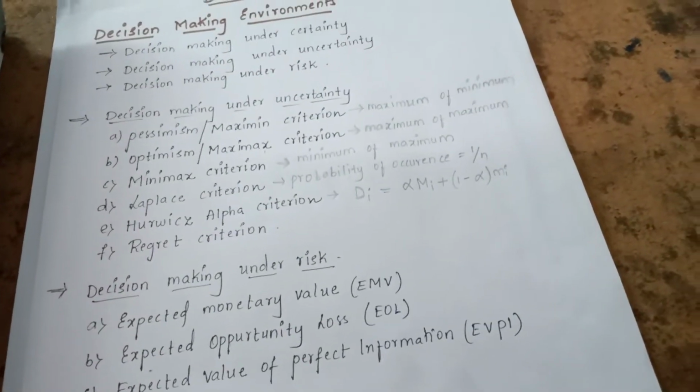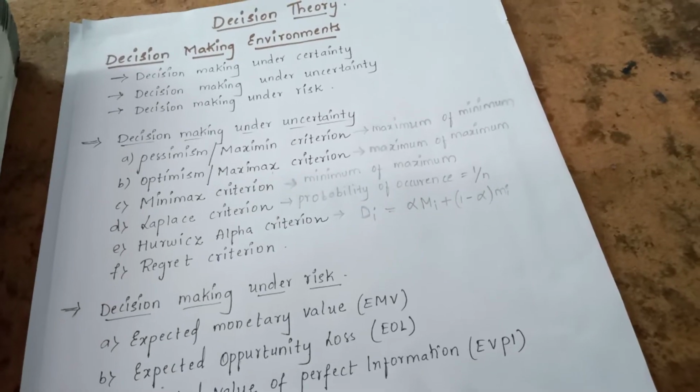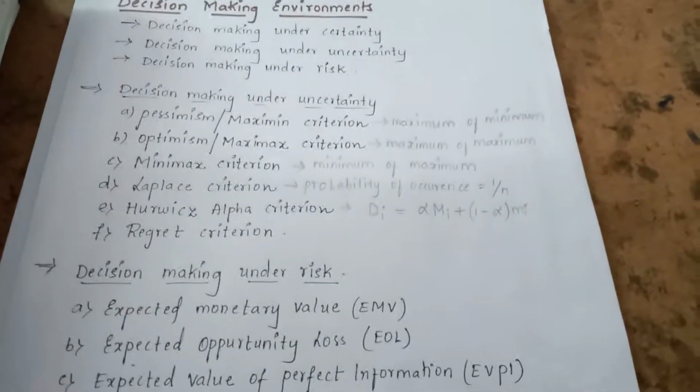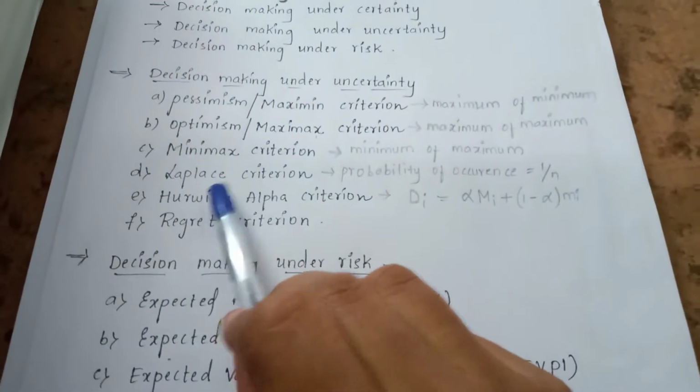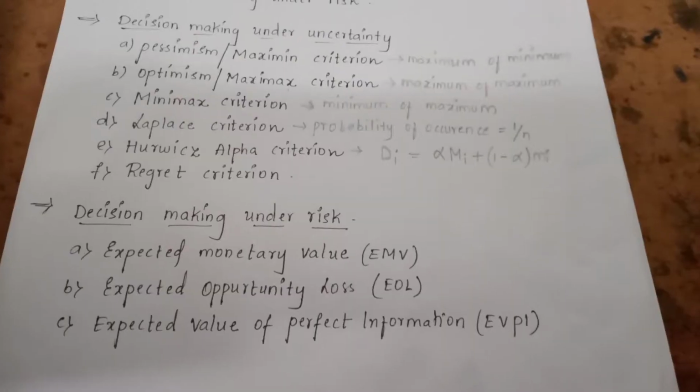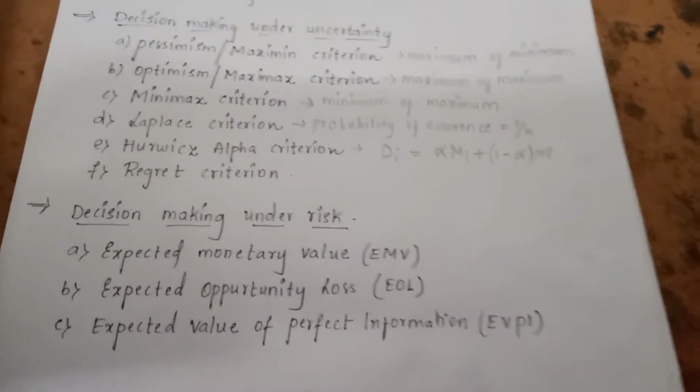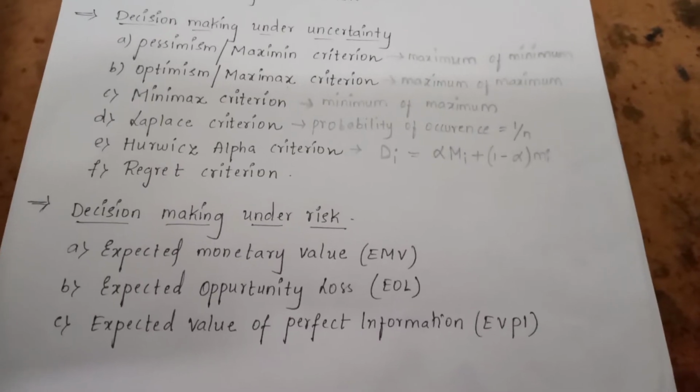So based on the states of nature, the expected payoff is found. From that expected payoff, students, the maximum expected value is regarded as optimal. So this criterion is known as Laplace criterion. So the next is Hurwitz alpha criterion, which was proposed by Leonid Hurwitz.